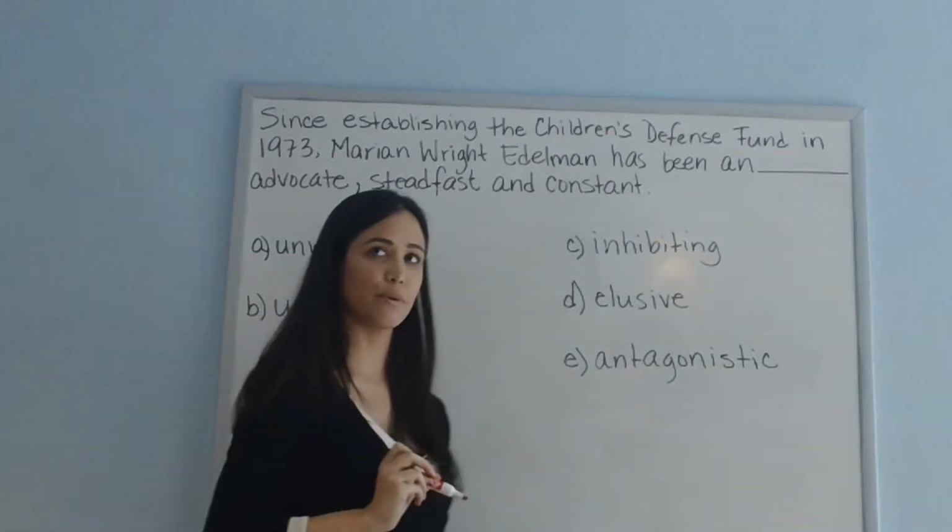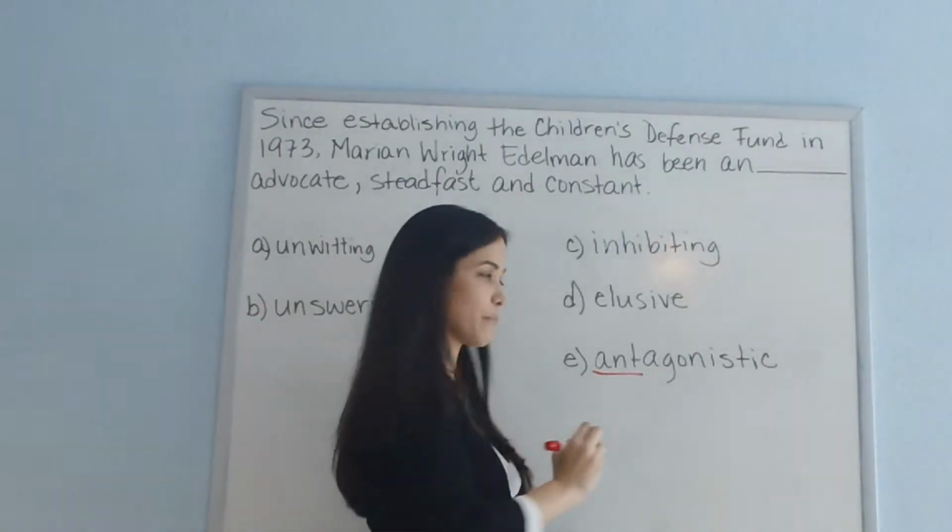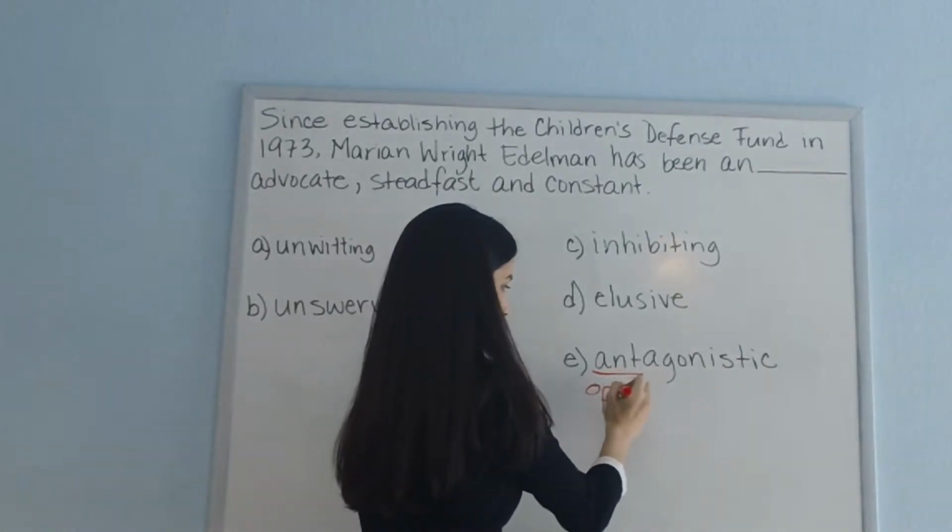Let's start with the word antagonistic. This is where knowing your prefixes comes in handy. Ant is the prefix here, and it means opposing. I'm going to write that down.